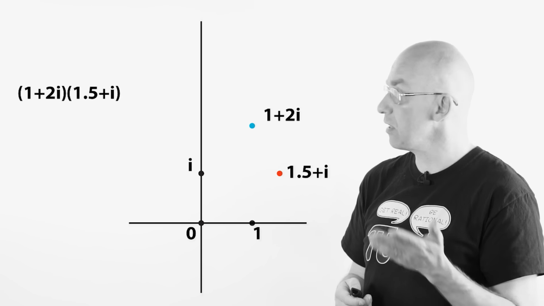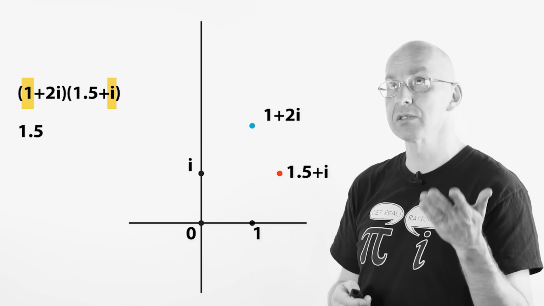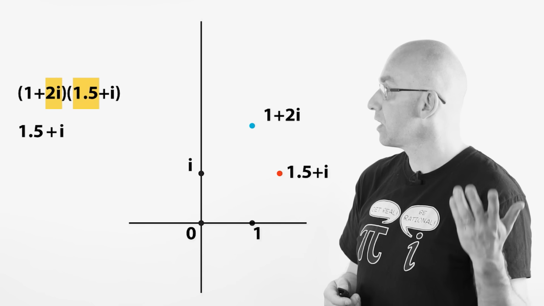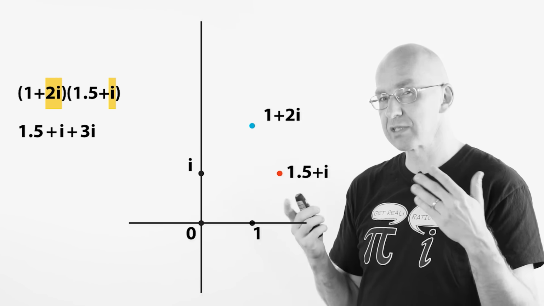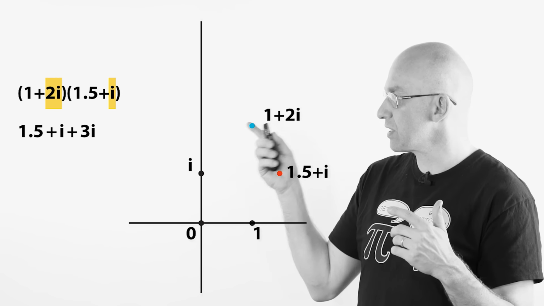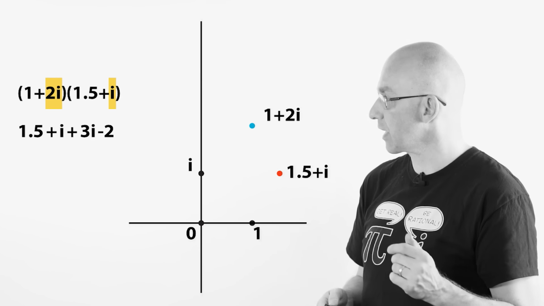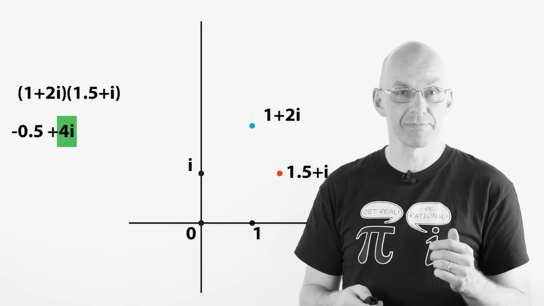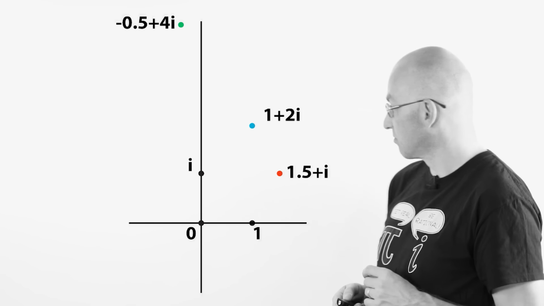Right, so what do we do? Well, we do 1 times 1.5 is 1.5, then 1 times i is i. 2i times 1.5 is 3i. And then the last one, that's where we have to remember that i squared is equal to minus 1. So this is minus 1 times 2, which is minus 2. Now we just combine things together the obvious way. So there, and that's the product. And of course that corresponds to that point up there.